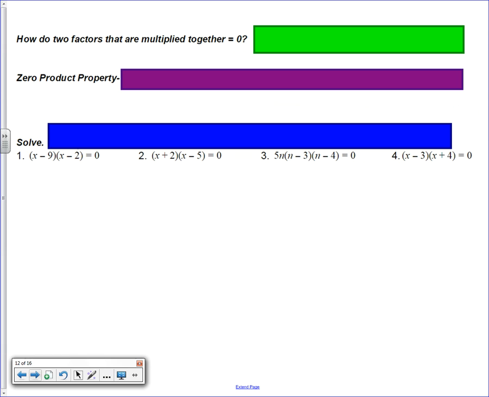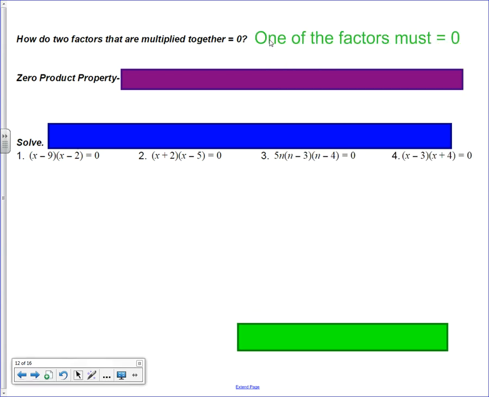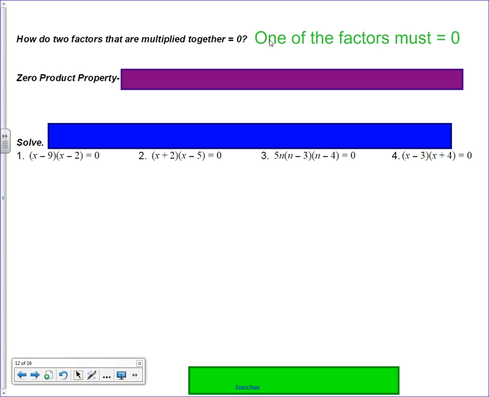I want to know, how can 2 factors that are multiplied together be 0? If I have 2 numbers and I want to multiply them together and I want it to be 0, doesn't one of those numbers have to be 0? That's the only way you can multiply to be 0. Agreed? Okay, so let's fill that in. One of the factors must be 0. Has to be. Because anything times 0 is 0.